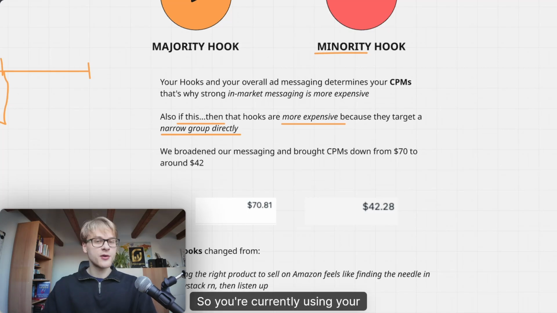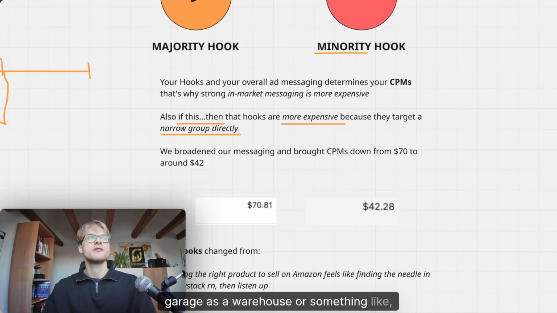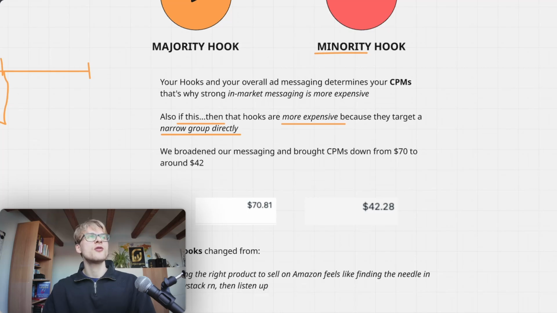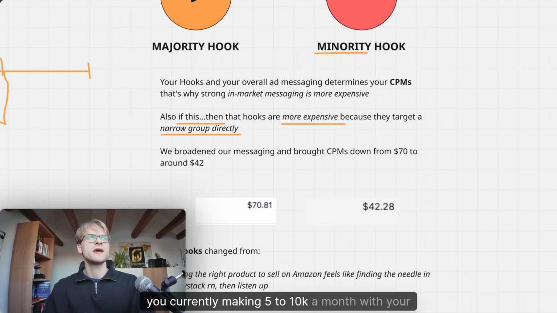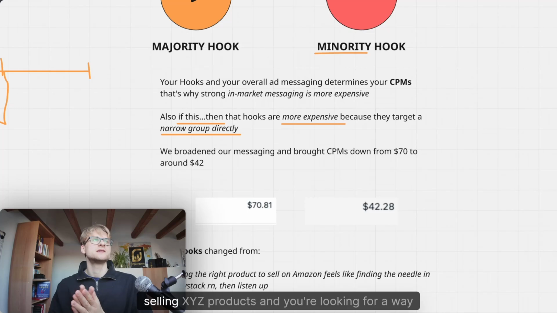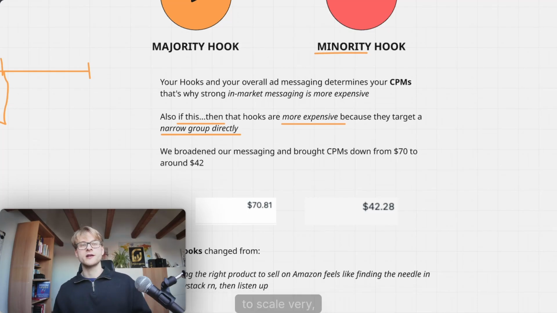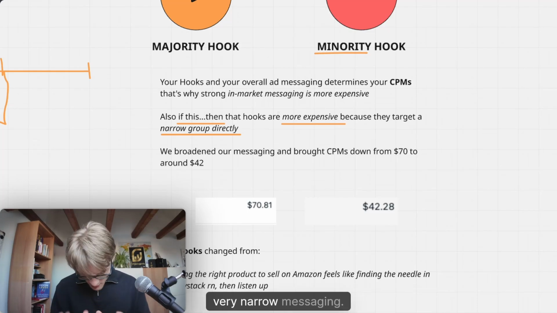But what happened is I thought about our messaging, and our messaging was very much in this kind of pocket audience. So you're currently using your garage as a warehouse or something like that, you're currently making 5 to 10K a month with your Amazon business, selling XYZ products, and you're looking for a way to scale. Very, very, very narrow messaging.